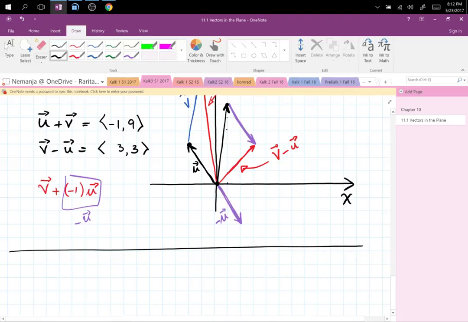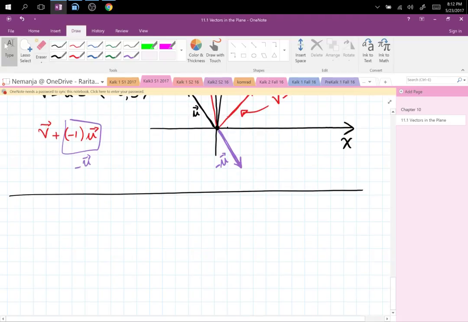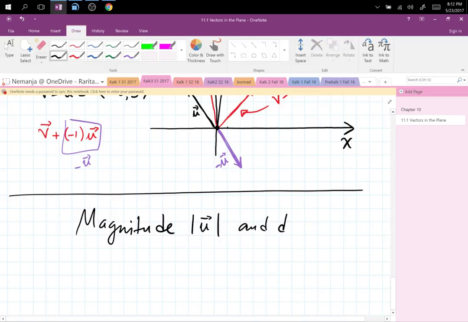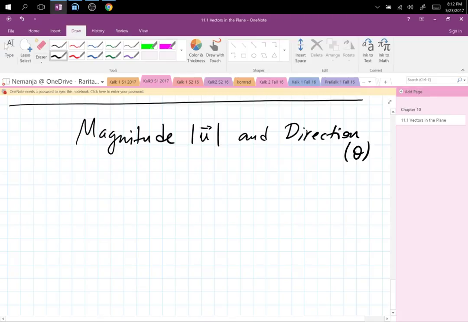So vector components, I also want to give you the other way of writing vectors using unit vectors. We can do that. Let's do it now. No, later. So let's talk about magnitude and direction. So we already said that vector u will have the components u1 and u2, which are x and y values of how far it goes in the x direction and in the y direction.